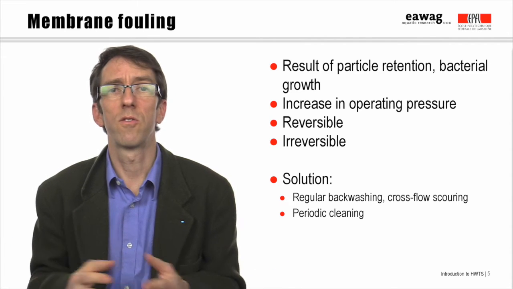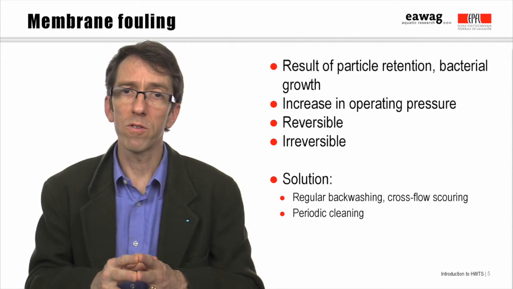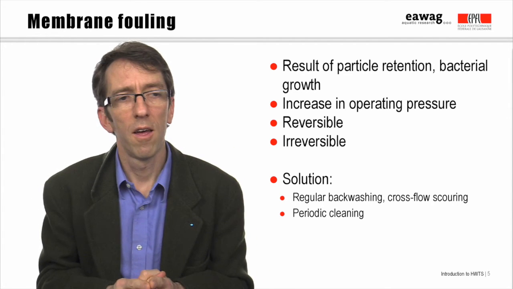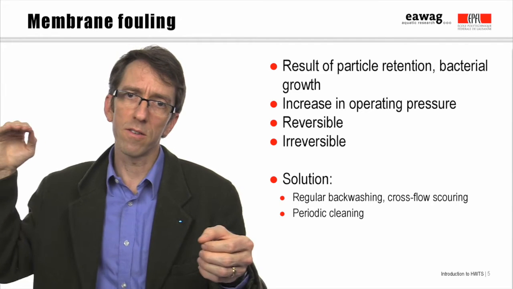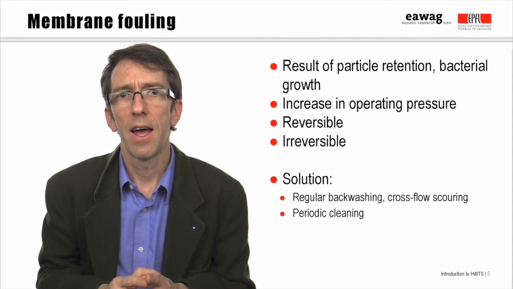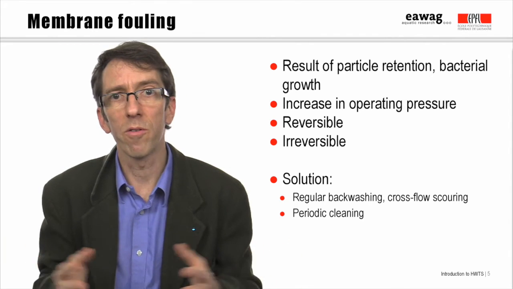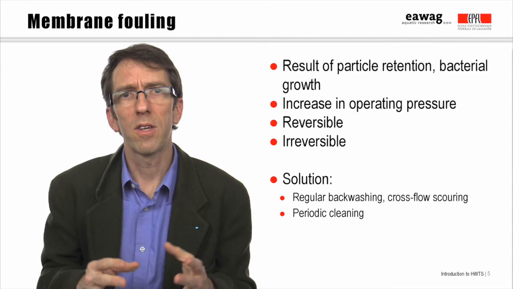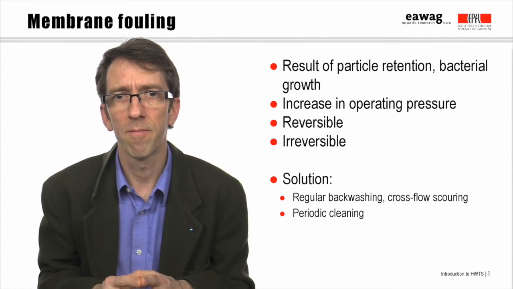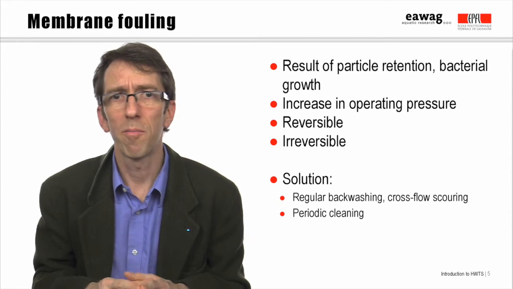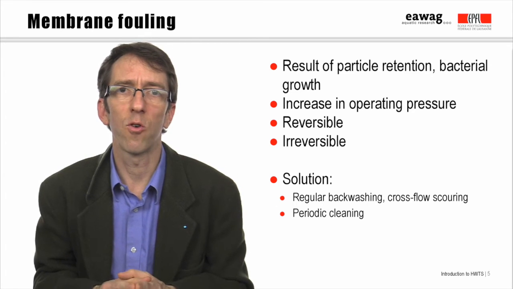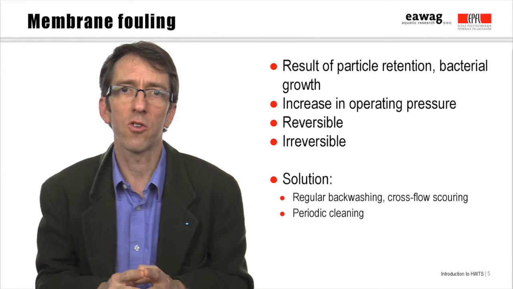The response to this is to do regular backwashing, reversing the flow of water to remove some of those particles, especially from the surface, or to pass water across the surface in a cross flow at a high velocity to scour it. And that can remove what's called the reversible fraction of fouling, but typically there's still some irreversible fouling that remains. That can be removed in part, but not wholly, by cleaning the membrane with solvents or with acids or bases, depending on the compounds causing the fouling.